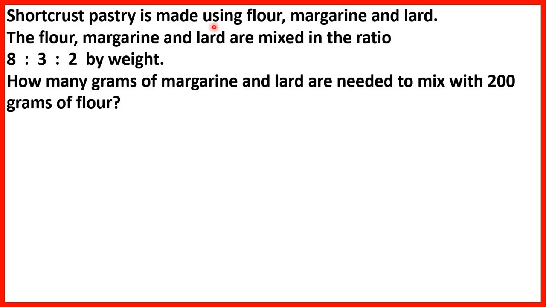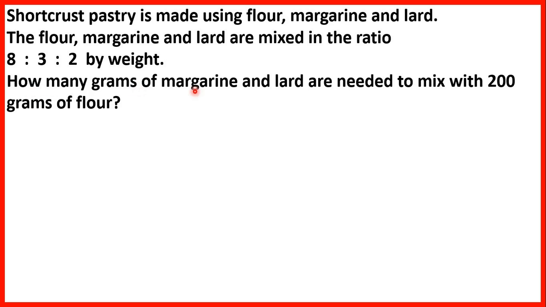Shortcrust pastry is made using flour, margarine and lard. The flour, margarine and lard are mixed in the ratio 8:3:2 by weight. So what that means is that for every 8 grams of flour, you will need 3 grams of margarine and 2 grams of lard.